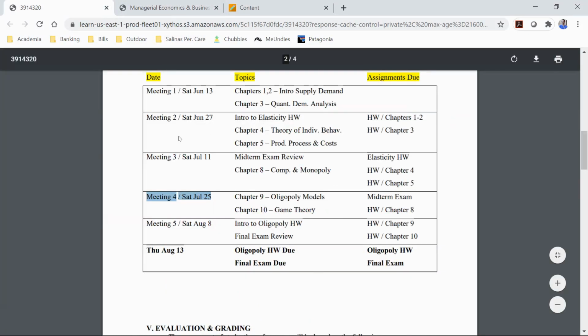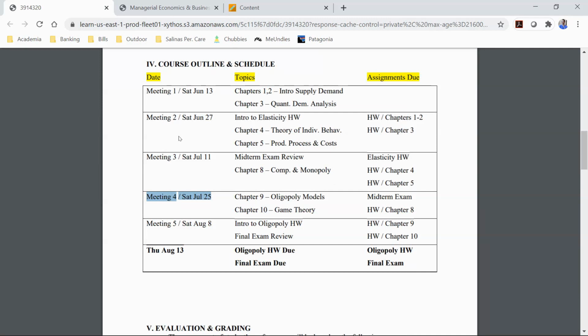All right. So let's start for the first session. We'll start Chapter 9, and this will be on some oligopoly models. And so let's go ahead and get prepared for this one.